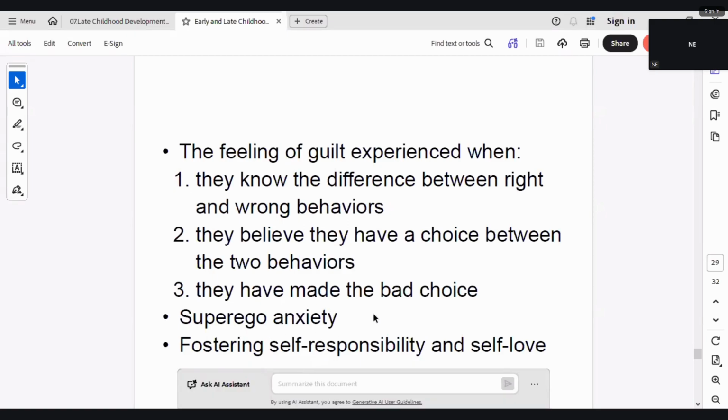Now, superego anxiety comes from excessive building of guilt. If you raise a child to feel guilty about anything and everything, then we have what's called superego anxiety. Important also at this point with the superego is to foster self-responsibility and self-love. It's really important to be accountable, that things happen for a reason, and to ask, what was my input and where's my responsibility in what happened?